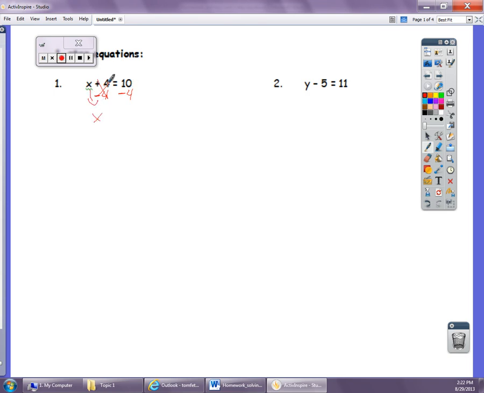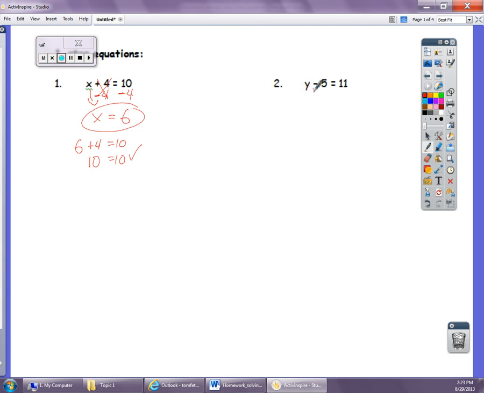And then whatever we do to one side, we do to both sides. So if we subtract 4 from the left, we subtract 4 from the right. 10 minus 4 will give us 6. x equals 6. So we can always check our answer. So we can say, well, 6 plus 4 is equal to 10, and 10 is equal to 10, so that's a true statement. So when we look at number 2, now instead of adding, it says subtracting.